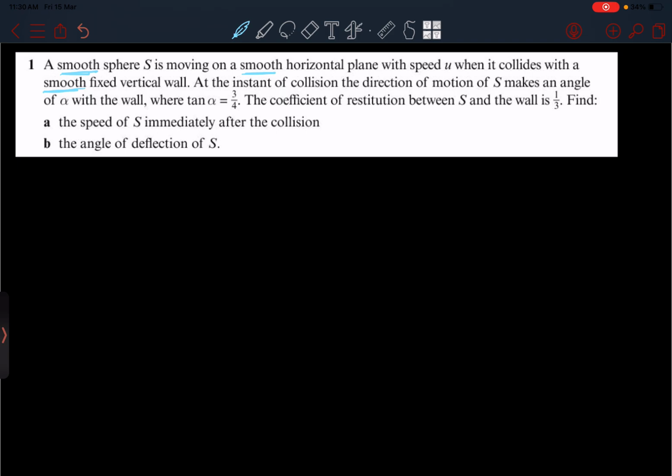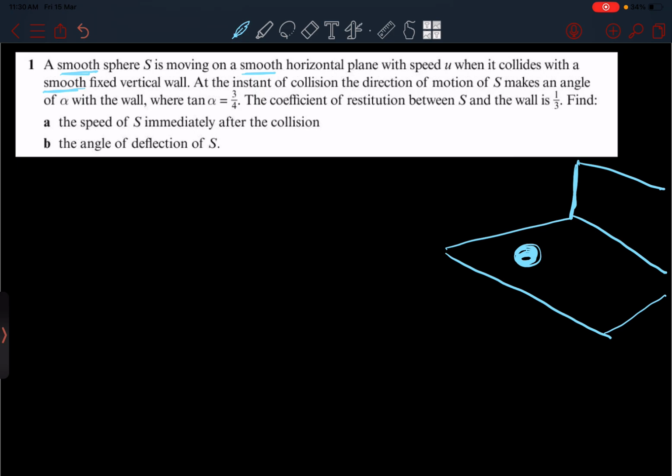So if you think about it, if I draw this in 3D, you have a smooth sphere. It is moving on a smooth horizontal plane, and it is colliding with a smooth vertical wall. My drawing is a bit untidy, but I hope you get the idea. So that's how it looks. This is the horizontal plane, and that is the vertical wall that we are talking about.